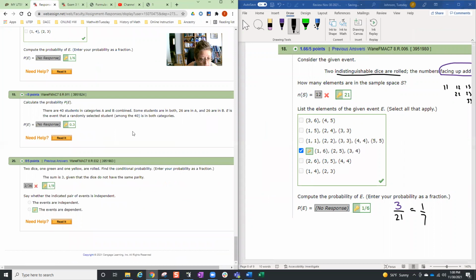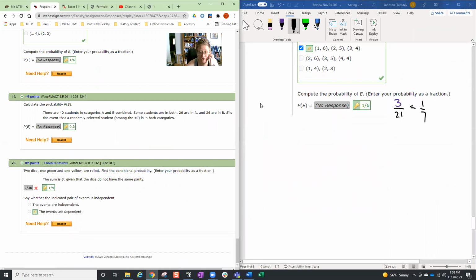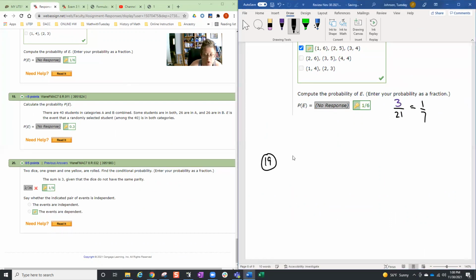19. Oh, I like this one. Okay, good. Number 19, my version of number 19 anyway. There are 40 students in categories A and B combined. All right, so combined means a union. Some students are in both. 26 are in A, 26 are in B. E is the event that a randomly selected student among the 40 is in both categories.